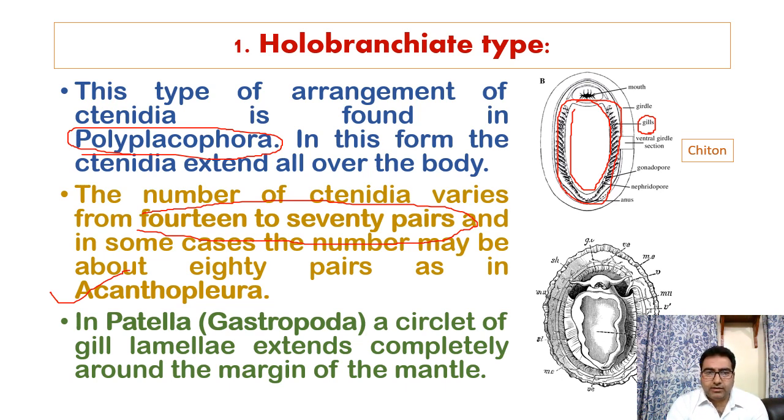So in Patella, that is the gastropod, a circlet of the gill lamellae extends completely around the margin of the mantle. So here, in what we are seeing in the case of Patella, this very circlet of the gill lamellae extends around the margin of the mantle as well.